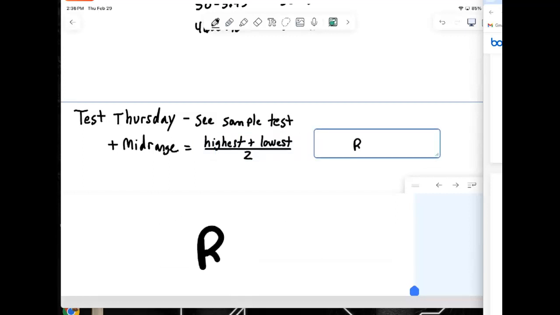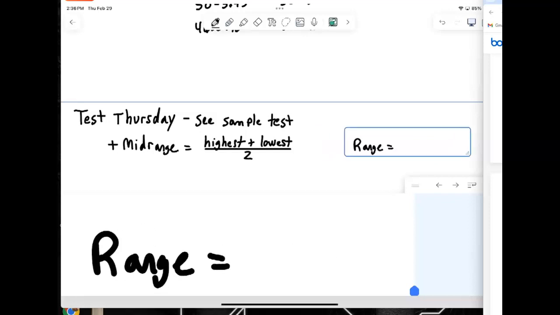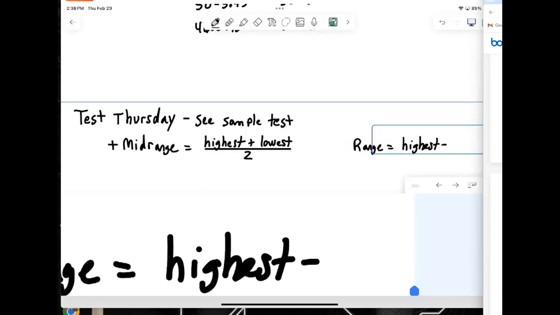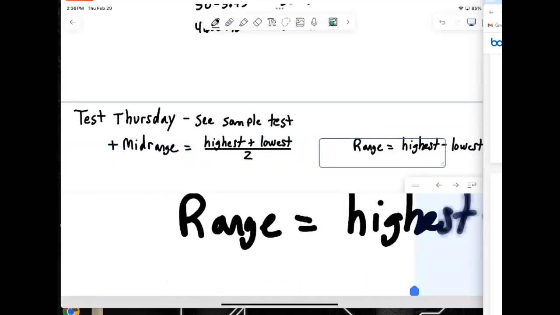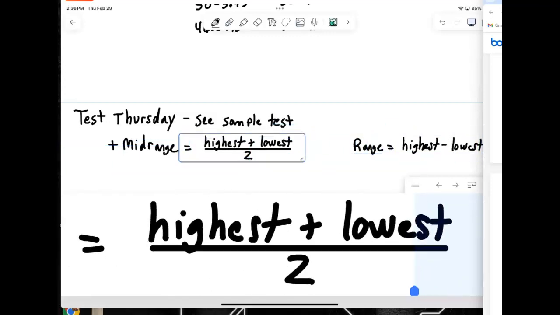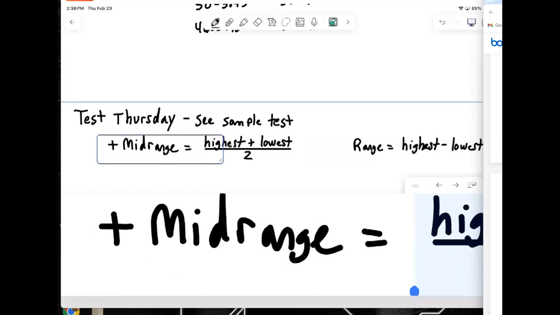lowest. Range is actually on your test. Remember, that's just the highest value minus the lowest. So be careful that you don't confuse those two or mix them up. I see people sometimes will do highest minus lowest divided by 2 for the mid-range. So that's also on your test, but that's not a part of the sample test.